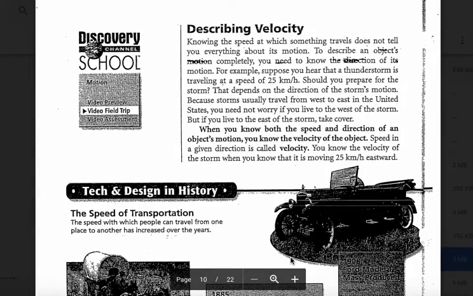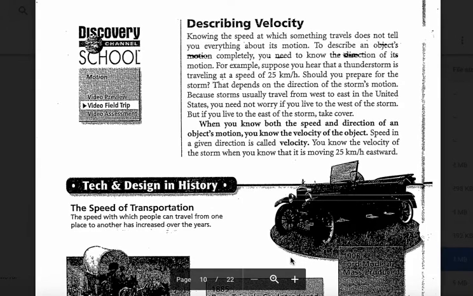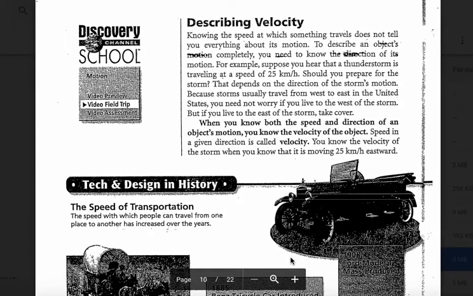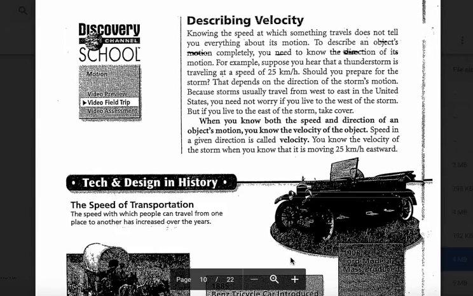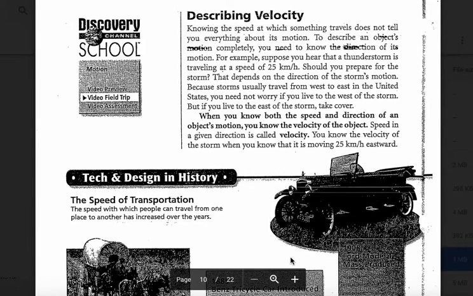Describing velocity. Knowing the speed at which something travels does not tell you everything about its motion. To describe an object's motion completely, you need to know the direction of its motion. For example, suppose you hear that a thunderstorm is traveling at a speed of 25 kilometers an hour. Should you prepare for the storm? That depends on the direction of the storm's motion. Because storms usually travel from west to east in the United States, you need not worry if you live to the west of the storm. But if you live to the east of the storm, take cover.